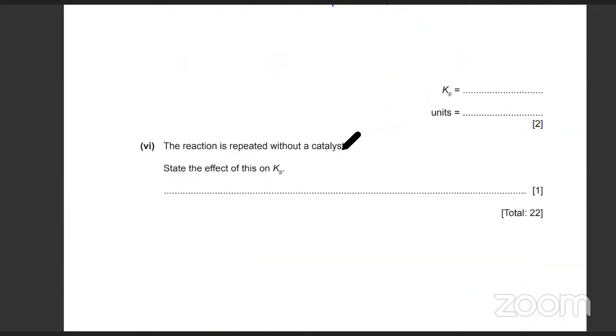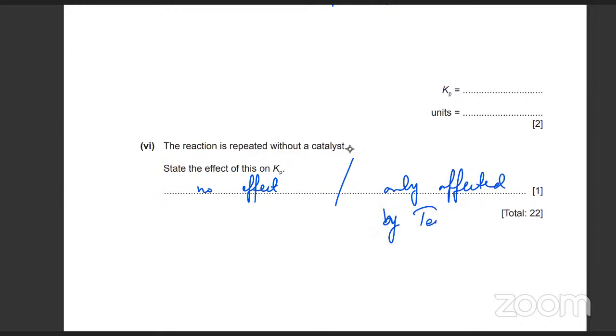If the reaction is repeated without a catalyst, remember, no effect. Kp will not be affected. Equilibrium constants are only affected by temperature. So they only get affected by temperature. That's it. I mean, they're not going to get affected otherwise.